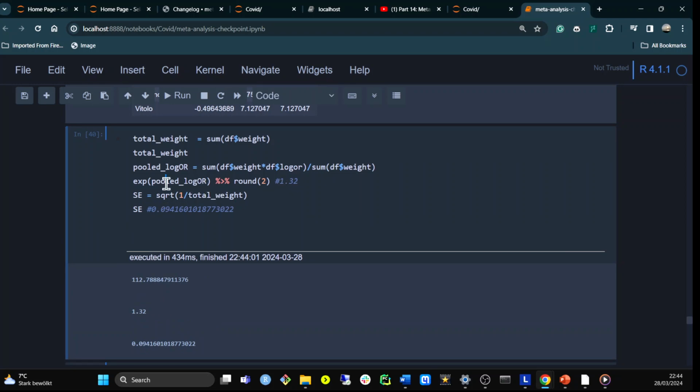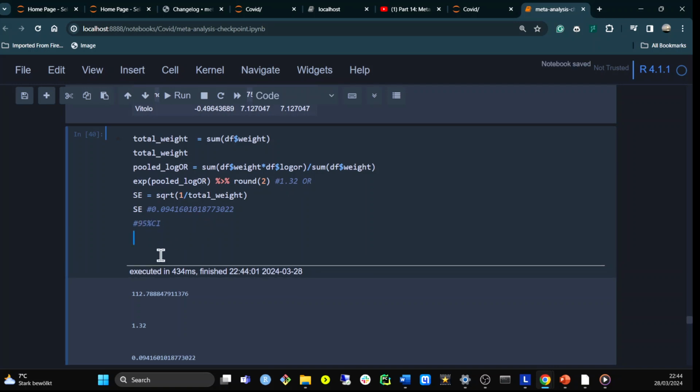So we have the expected voltage ratio. Here is our voltage ratio. But now I want to calculate the 95% confidence interval. The 95% confidence interval is calculated by this formula: effect size plus or minus z alpha over 2, at 1.96, times standard error. So this is the formula for the 95% confidence interval.